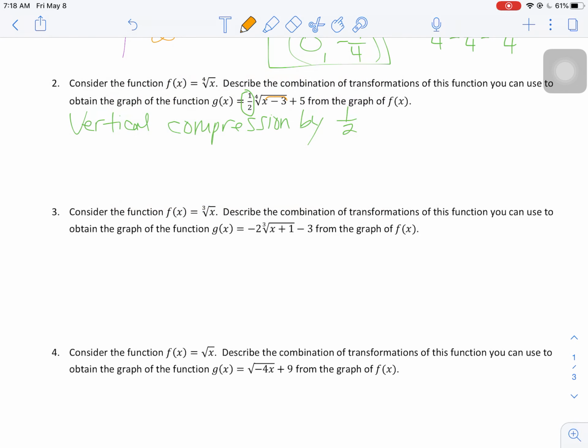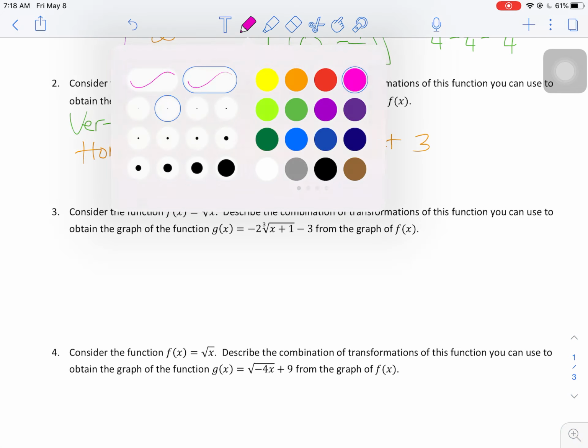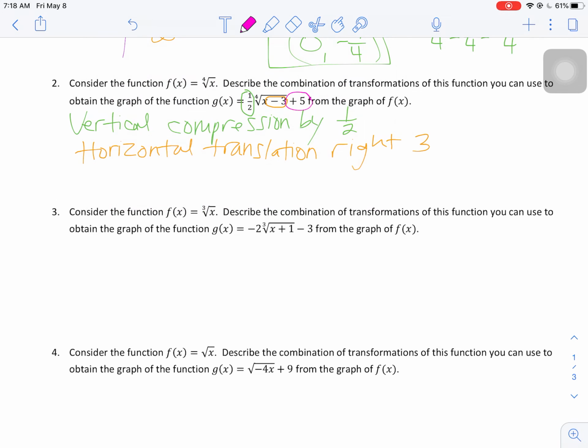The negative 3, since it's under the radical sign, that's a horizontal translation, and the horizontal translations are always the opposite of what we think they should be. So since we see a negative 3, it's actually right 3. So horizontal translation, right 3. And then the plus 5 in the back is a vertical translation, and those are as they should be. So up is positive and down is negative. So since it's a plus 5, it's up 5. And that should be it for that one.